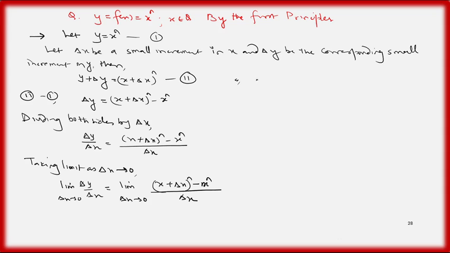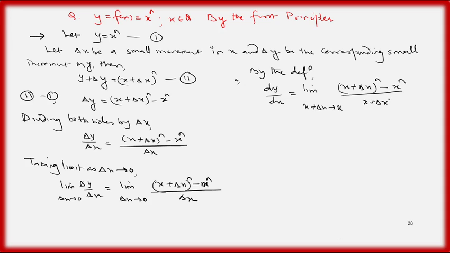or by the definition, limit del x tends to 0 del y by del x is dy by dx equal, we have to manage this part, limit x plus del x tends to x, and x plus del x to the power n minus x to the power n over x plus del x minus x. Let me check once.